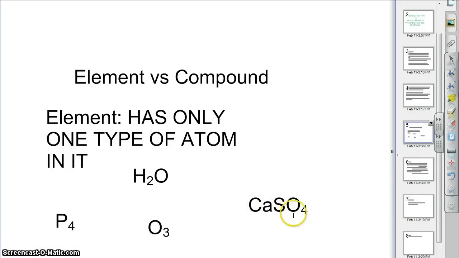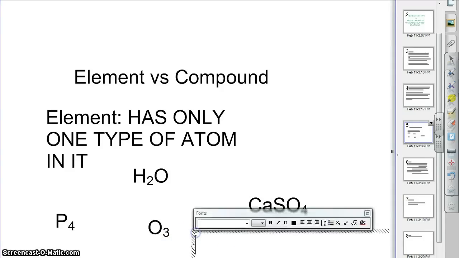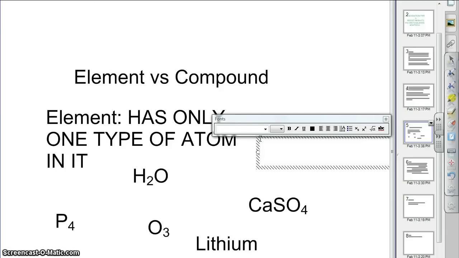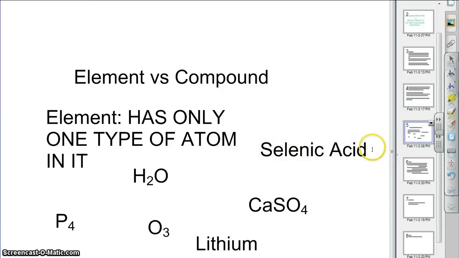We have calcium, we have sulfur, we have oxygen, all in the same compound. So you have to be able to quickly look at a name or a formula. If you were to come across lithium, you would say, that is an element, because it's the name of an element. Whereas if I were given selenic acid, that's not an element. We know acids are compounds. They have hydrogen and a negative ion, so they can't be just one element. There is more than one thing in it. If there's only one kind of thing in it, it's an element. If there's more than one kind of thing in it, it's a compound. That's going to be really important as we go through some of these examples of how we write reactions and predict products.